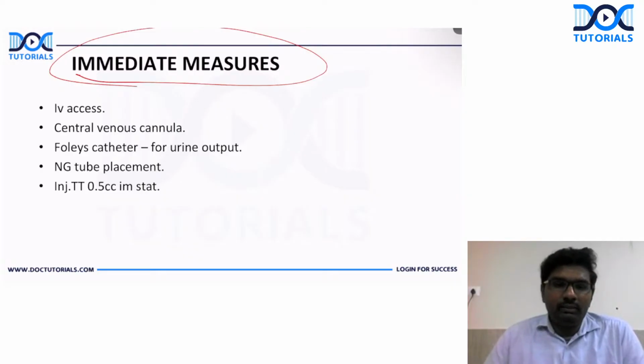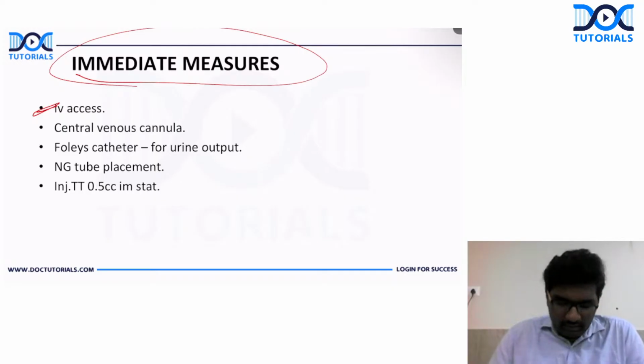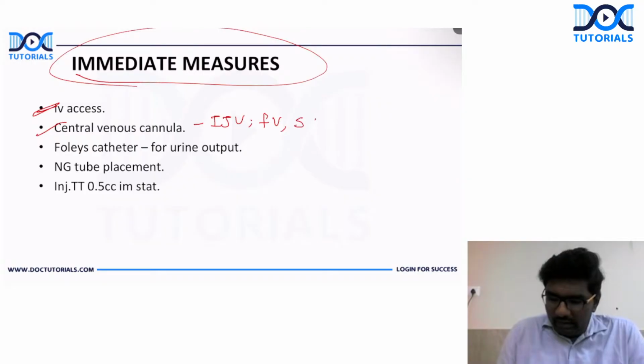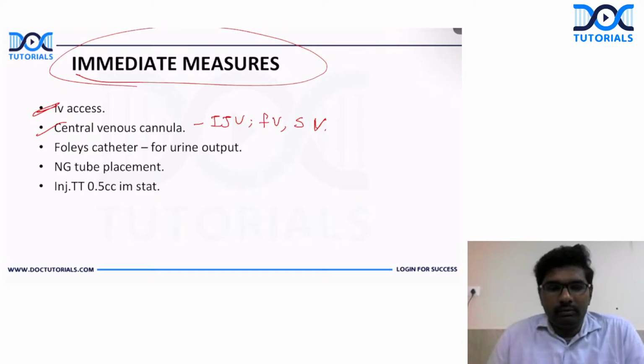So coming to the immediate measures, after securing the airway, now we are going to maintain the circulation. First is IV access, preferably a central venous cannula, either in the internal jugular vein, femoral vein, or subclavian vein. Any of these three is preferred.